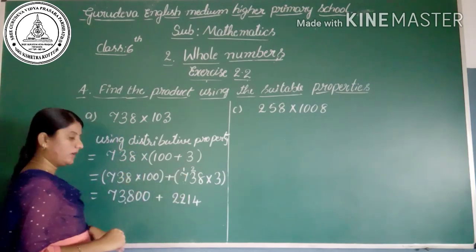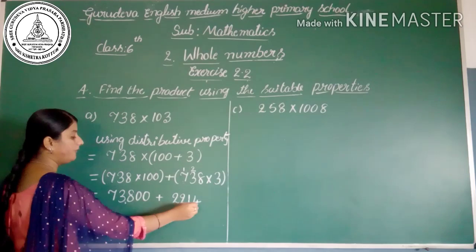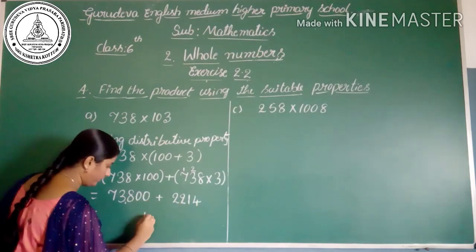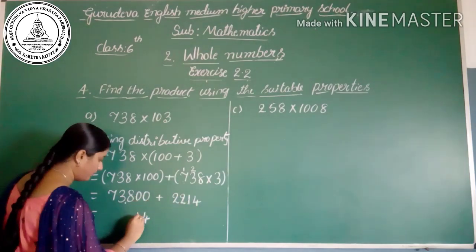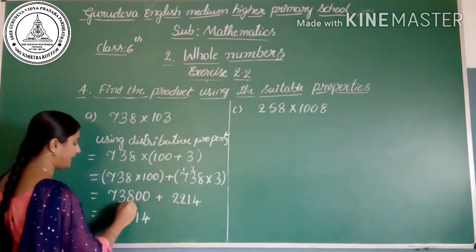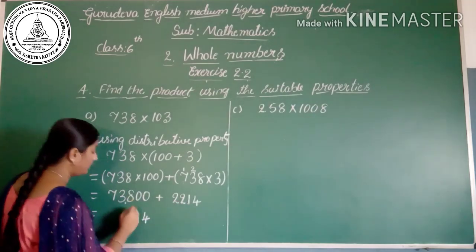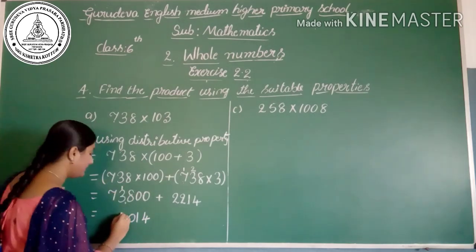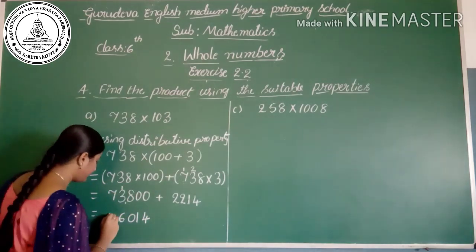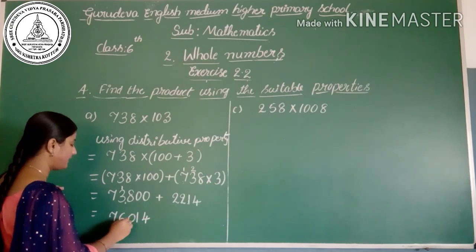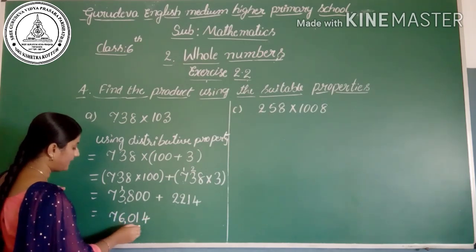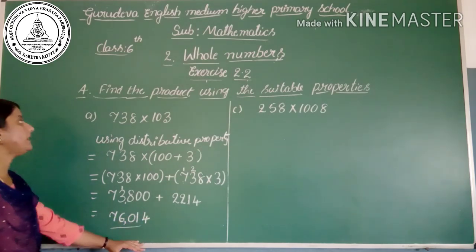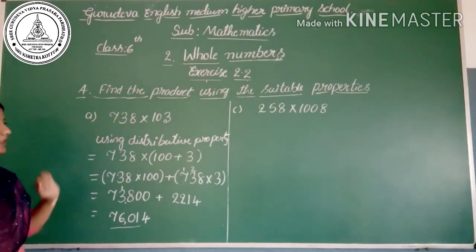22. Okay. Then add here 4 plus 0 is 4. 1 plus 0 is 1. 2 plus 8 is 10. 0. Carry. 2 plus 3 is 5. 5 plus 1 is 6. Then 7. 1 tens, 100, 1000, 10,000. 76,014 is the product of the given number.